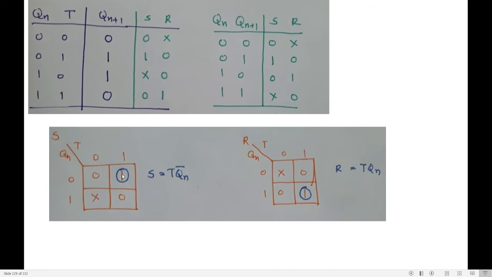So what is the answer I get? S is equal to, this is Qn 0, and 0 means Qn bar. This is 1, and 1 means T. S is equal to T Qn bar. Now come to R. What is the equation for R? Don't care, 0, 0, 1. What is this value? Qn T. So R is equal to Qn T. I am done with this.